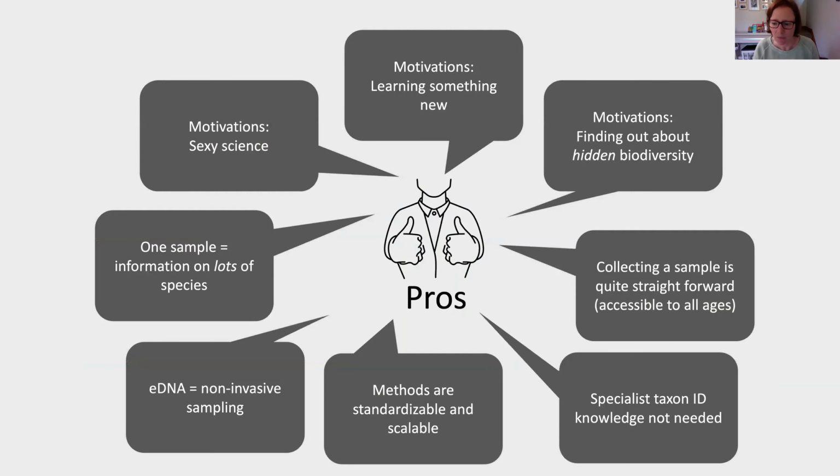So some pros with DNA-based methods and citizen science. In terms of motivations, people are learning something new and getting involved in some sexy science, and maybe finding out about stuff that they had no idea was living in their local environment. It's quite straightforward to collect a sample, so children can do it. My daughter, who's 8, has had a go at it. You don't need any specialist ID or taxon knowledge. We can standardize and scale up the methods, and it's a non-invasive way of sampling. And then finally, one sample, as we've seen, contains a lot of information, not just on one single species.